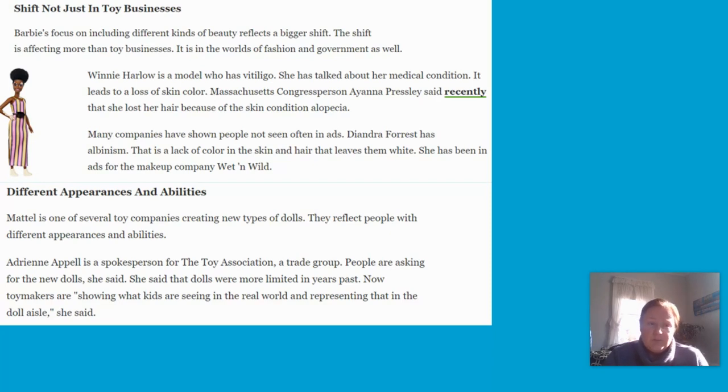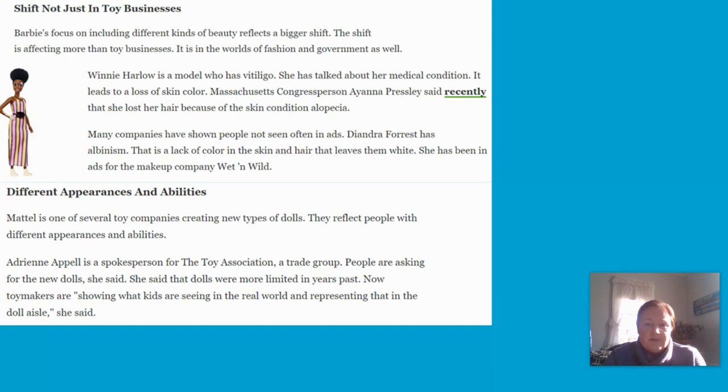Shift, not just in toy businesses. Barbie's focus on including different kinds of beauty reflects a bigger shift. The shift is affecting more than toy businesses. It is in the worlds of fashion and government as well. Winnie Harlow is a model who has vitiligo. She has talked about her medical condition. It leads to a loss of skin color.